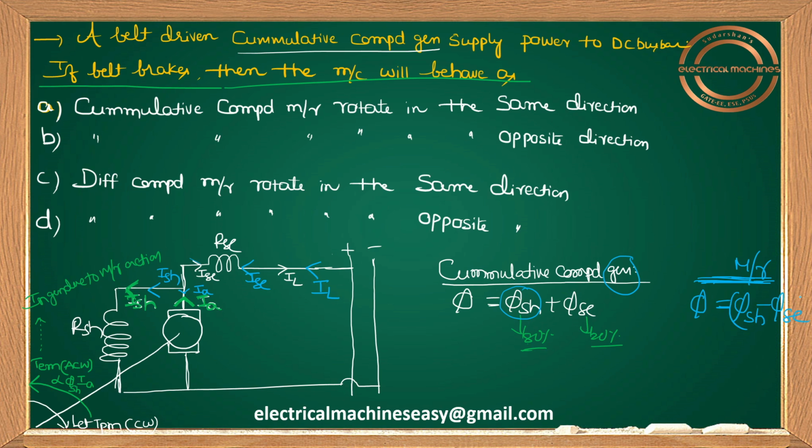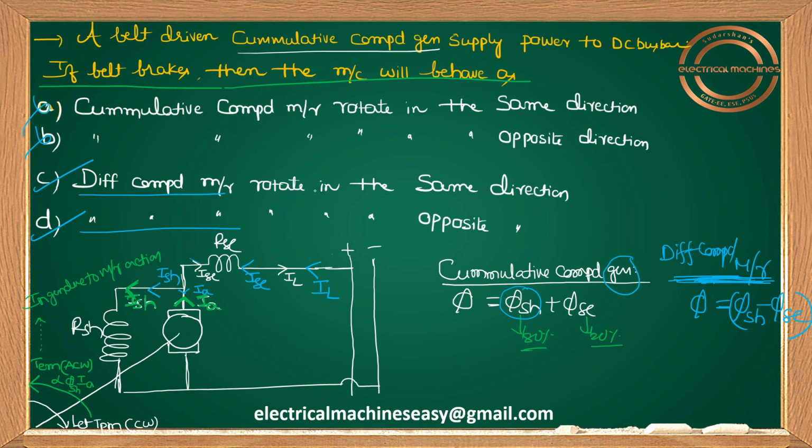So phi equals phi SH minus phi SC. Now tell me, is it a differential machine or a cumulative compound machine? It's a differential compound machine, right? So obviously it's a motor. To be frank, the answer is differential compound motor. So option A is wrong, option B is wrong, and either option C or option D should be your answer. Let us decide which one is the right answer.